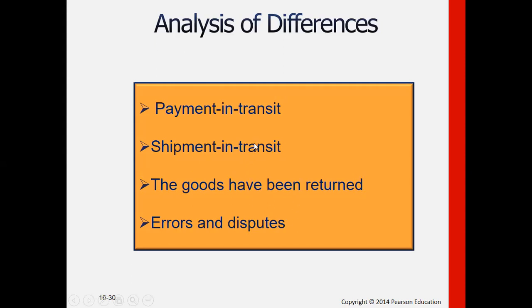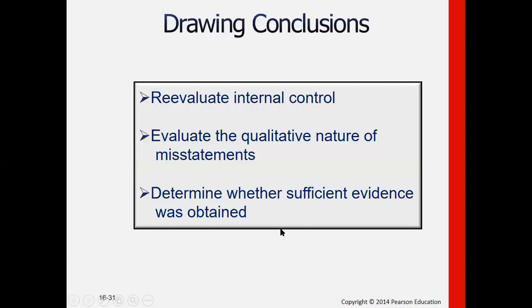If goods have been returned, it's possible that there are returns. So that's why there are differences between the AR that was presented by the client and what we have computed. And errors and disputes of the amounts. There could be errors, really intentional errors or unintentional, depends. And disputes, like disagreements as to the recognition.